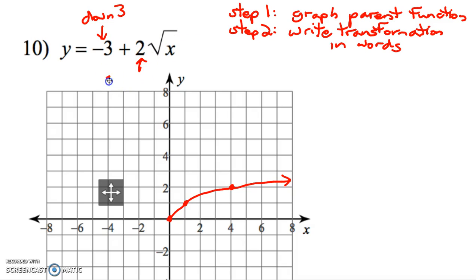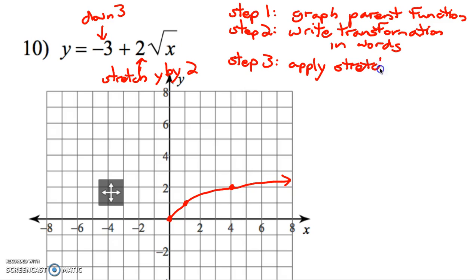This 2 is a stretch. The stretch, is it happening to the x or the y? It's happening to the y because it's not under the radical, and it's a stretch by 2. And so we're going to be able to multiply our y values by 2. The next step, after you finish writing your transformations, is to apply the stretch or the shrink to points from the parent function. So you're going to pick the specific points and you're going to apply that stretch or shrink.